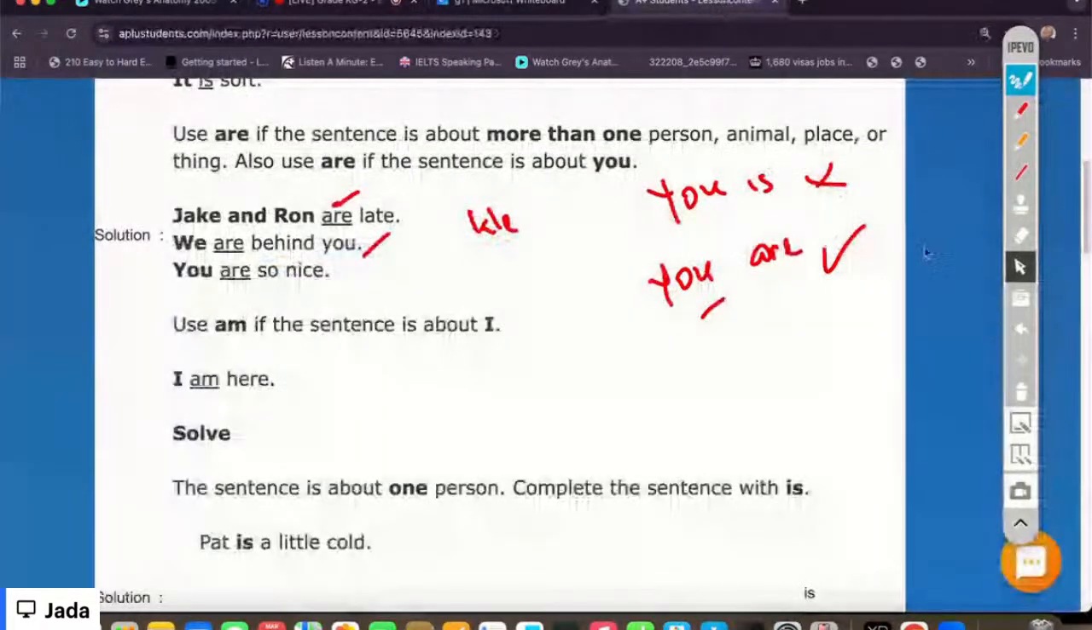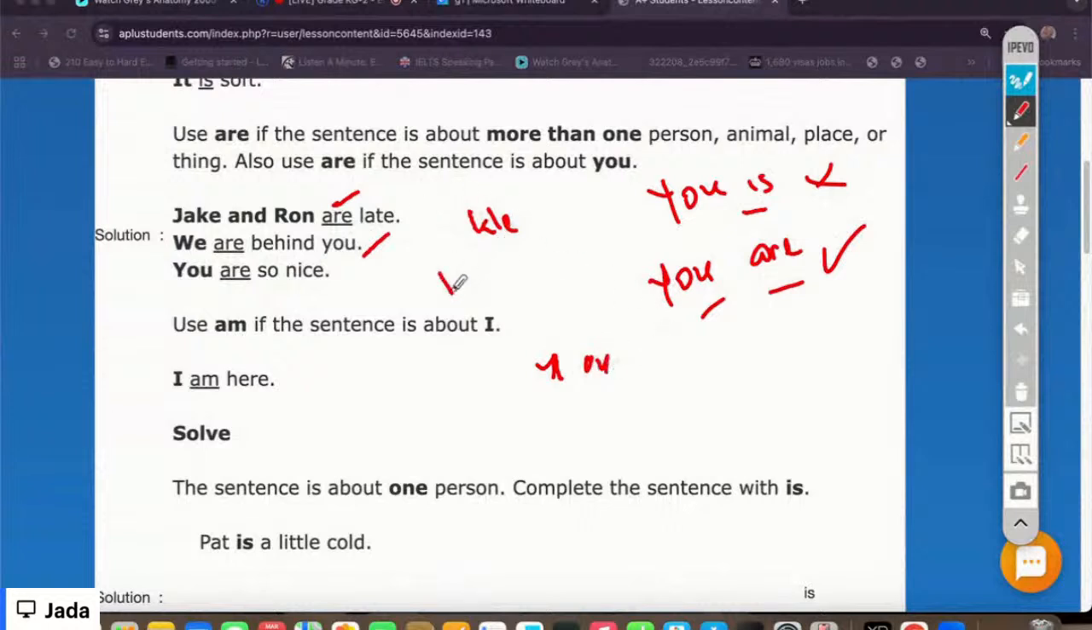All right, so like I was saying, you use you with are. You cannot say you is, it is wrong. You say you are. Okay, that's the balance. You are. Okay, and for we, we already know that we talks about more than one. So we are behind you means that it's more than one person there. You are so nice. Jake and Ron are late. So Jake and Ron, you can see that it's two people here. So we use are.